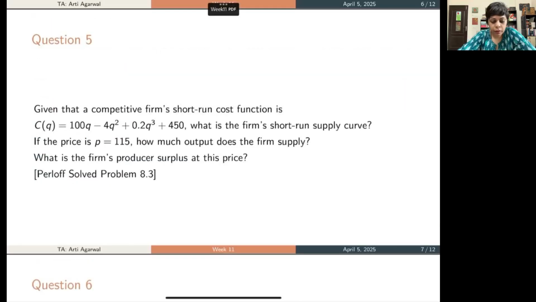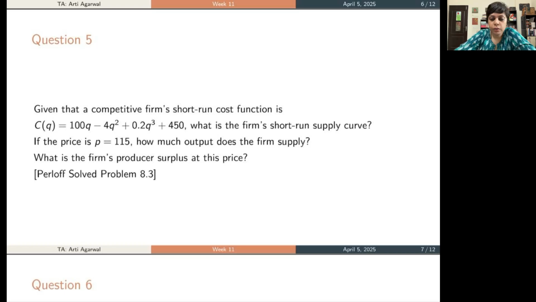It's a very similar question to what we have already done, so this is just for your practice. You're given the cost function of the firm. You are asked the firm's short run supply curve, and you're given a price P equal to 115, and asked what is the firm's supply and what is the firm's producer surplus at this price.